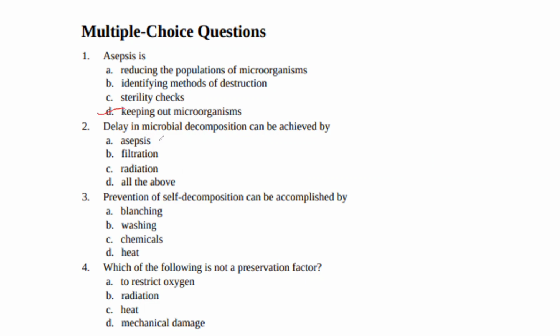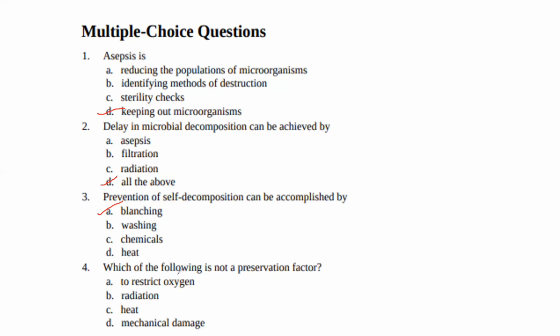Next question is, delay in microbial decomposition can be achieved by asepsis, filtration, radiation, or all of the above. So all these above mentioned processes can help in delay in microbial decomposition. So the correct answer would be option D, all of the above. Next is prevention of self-decomposition can be accomplished by option A, blanching, option B, washing, option C, chemicals, option D, heat. So the correct would be option A, blanching, because blanching helps in inactivation of microbes and helps in prevention of self-decomposition.